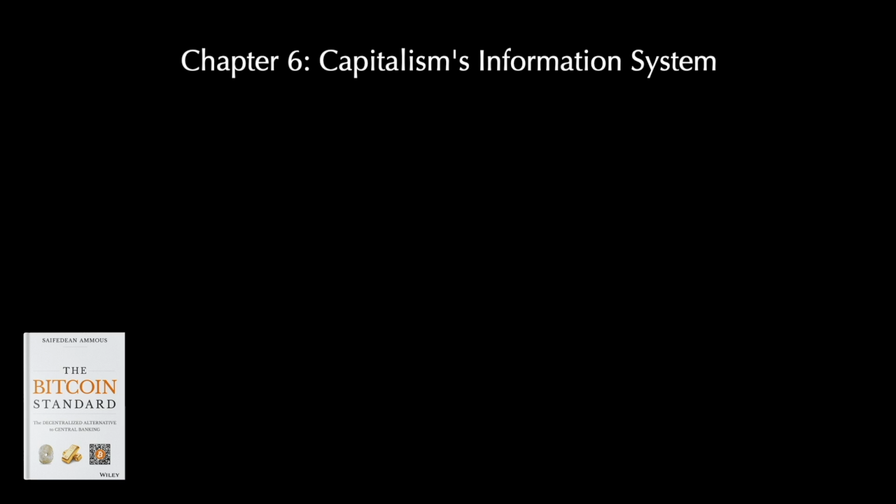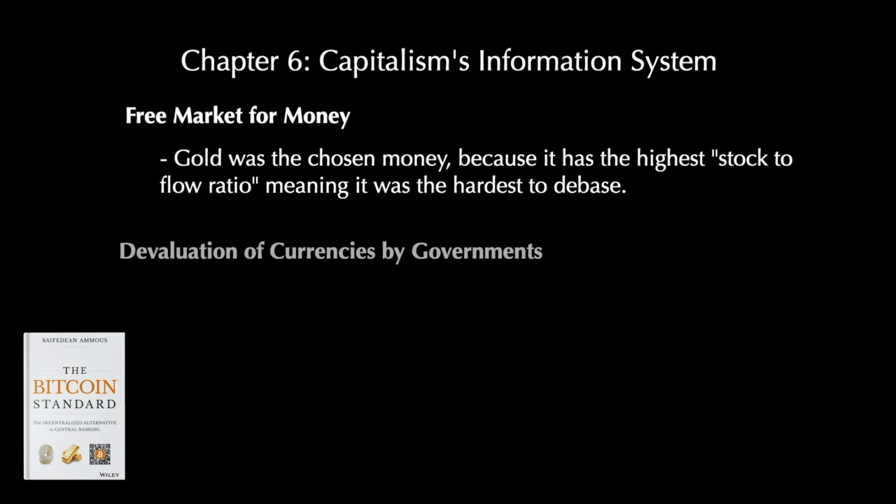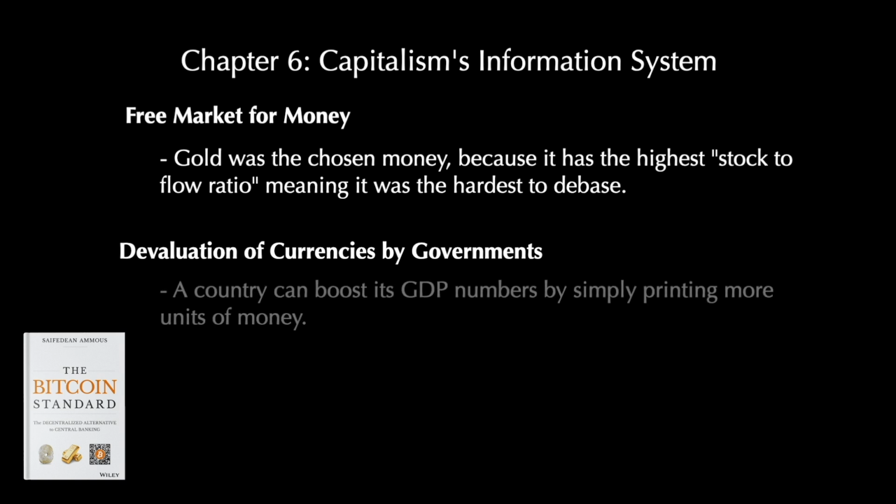In a free market for money, individuals would choose the currencies they want to use, and the result would be that they would choose the currency with reliably the highest stock-to-flow ratio. The money that came closest to this was gold in the latter years of the international gold standard. Because a devalued currency makes exports cheaper, any country facing economic slowdown can boost its GDP and employment by devaluing its currency and increasing its exports.